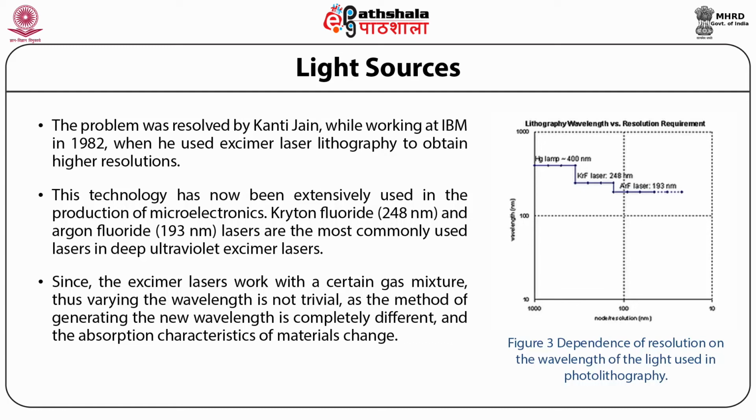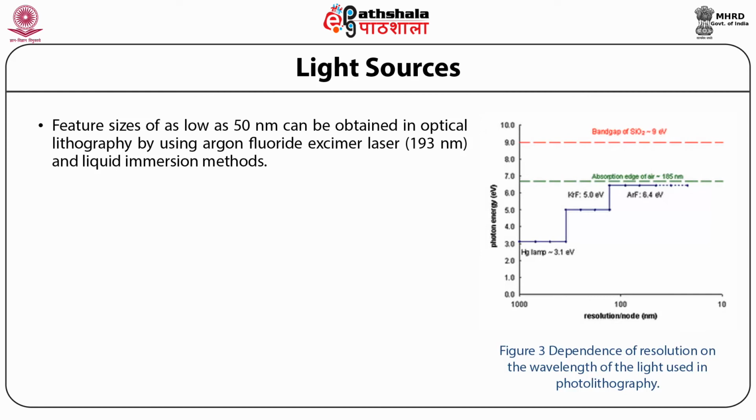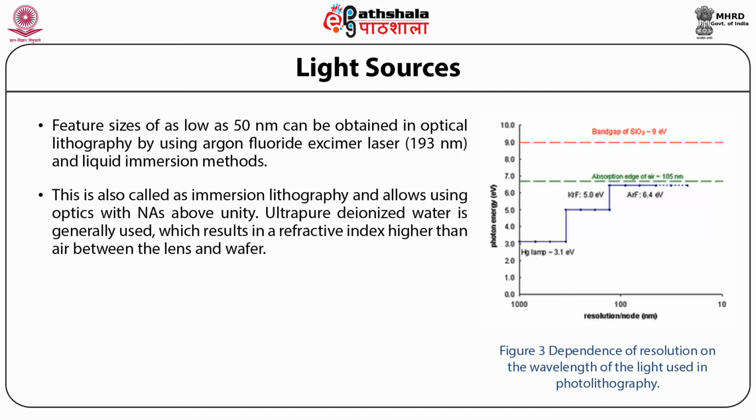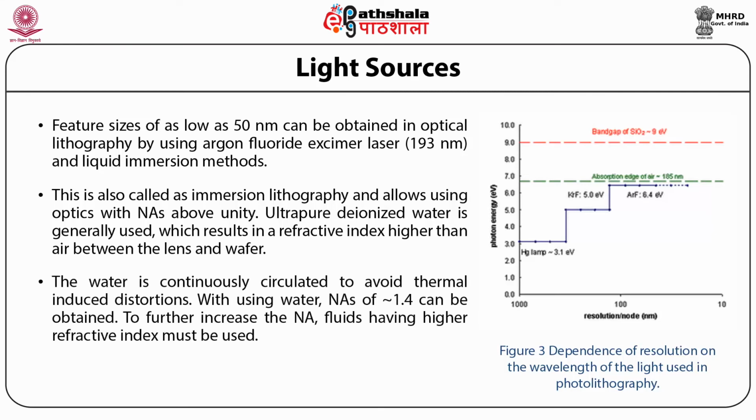As the method of generating the new wavelength is completely different and the absorption characteristics of the materials change, feature sizes as low as 50 nanometers can be obtained in optical lithography by using argon fluoride excimer laser and liquid immersion methods. This is also called immersion lithography and allows using optics with NAs above unity. Ultra-pure deionized water is generally used, which results in a refractive index higher than air between the lens and the wafer. The water is continuously circulated to avoid thermally induced distortions.